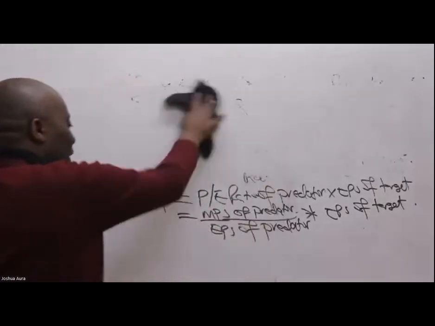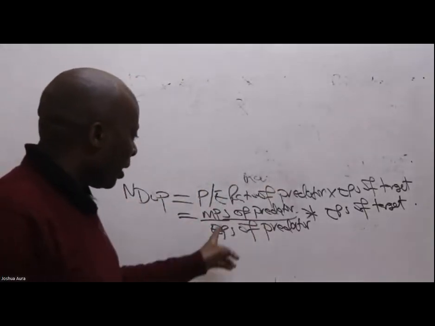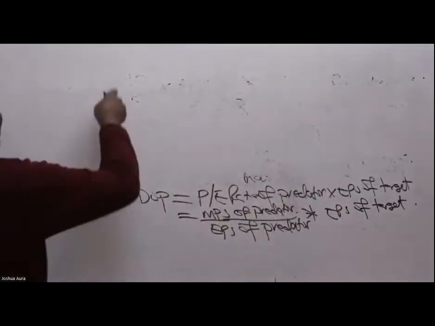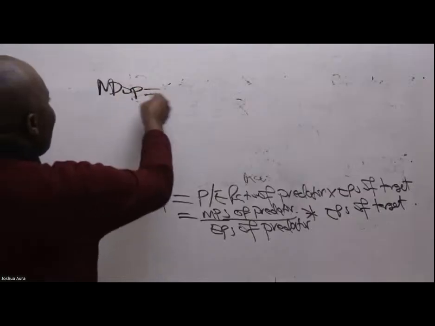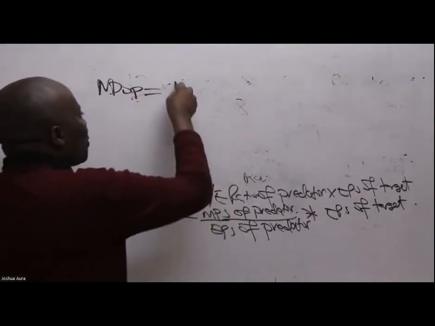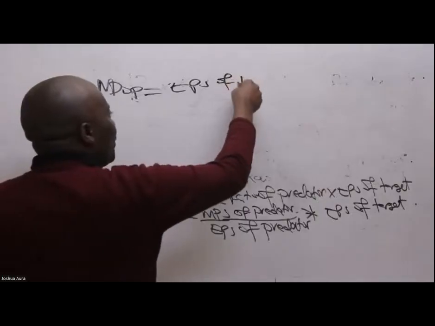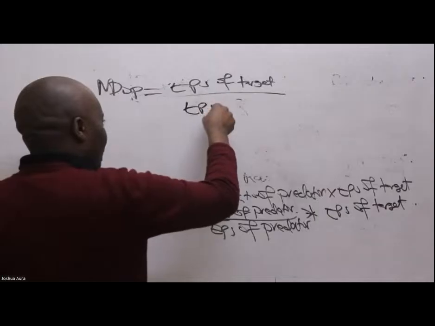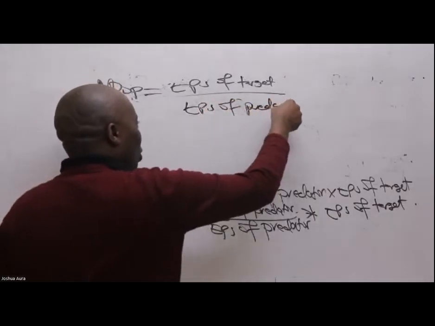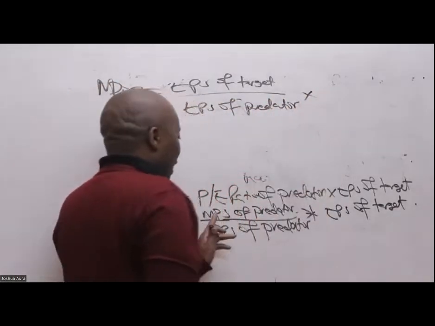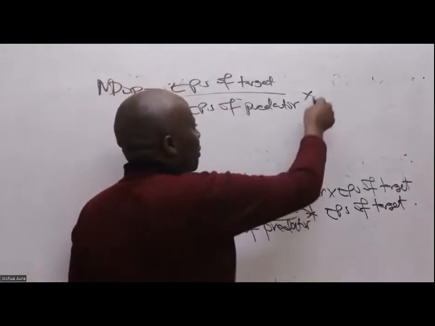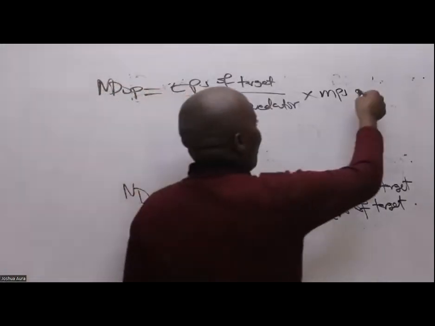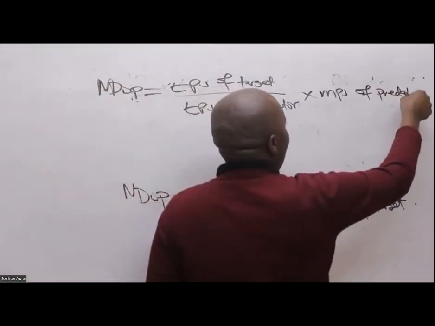Now, ladies and gentlemen, please listen. I want to swap them. So to swap them, this is what we have. I'm swapping positions, so I will talk of EPS of target company all over EPS of predator. And then I can take MPS onto the other side, multiplied by MPS of predator.